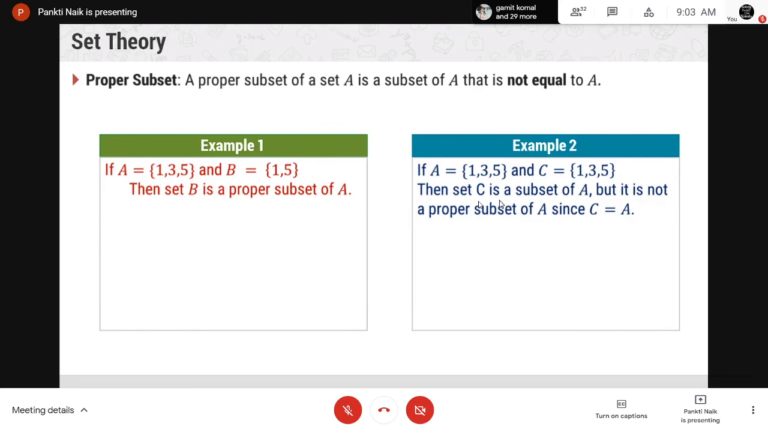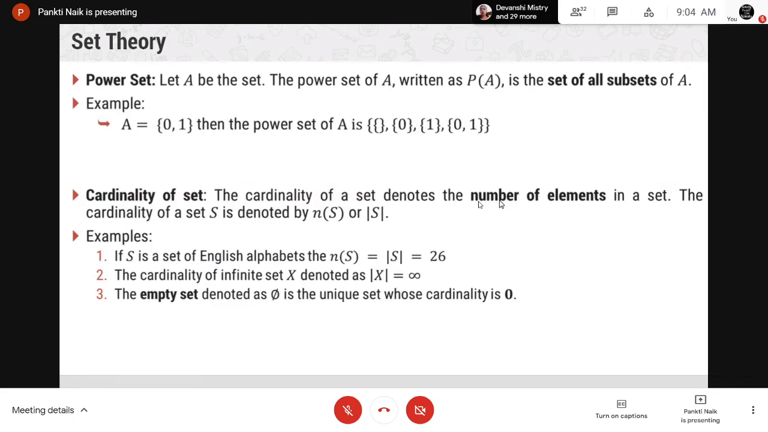If proper subset means if set C is a subset of A that is not equal to A, right? If both are not the same, if all the elements of C are not all the elements of A, right? Then it is proper subset. And if all the elements of B are similar to A's all elements, then it is called as subset. Right? Next is power set.